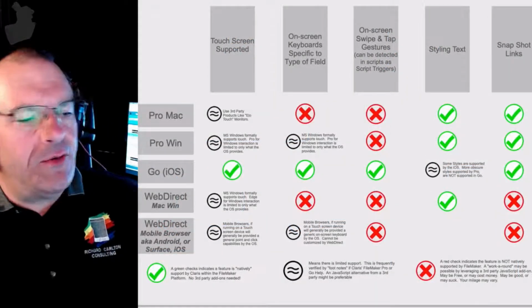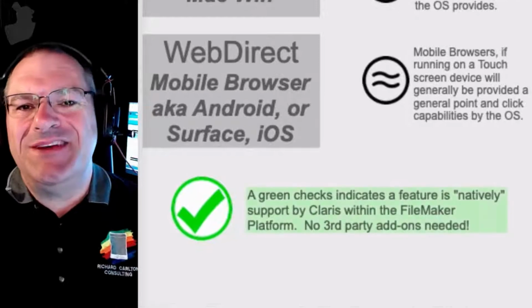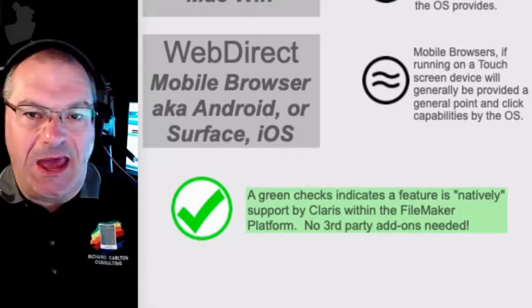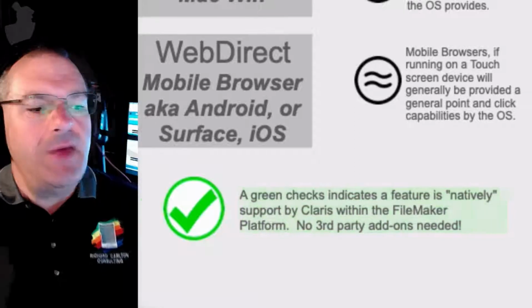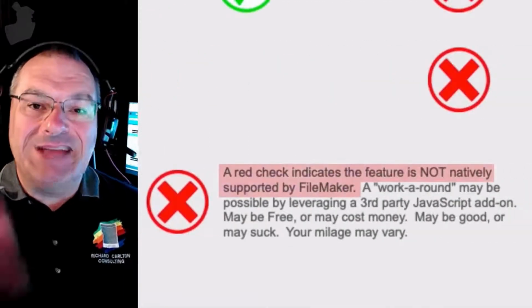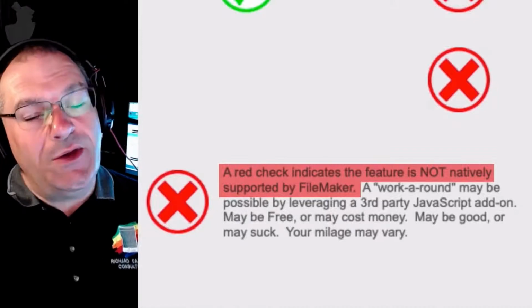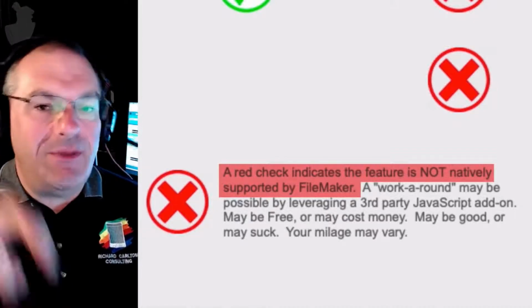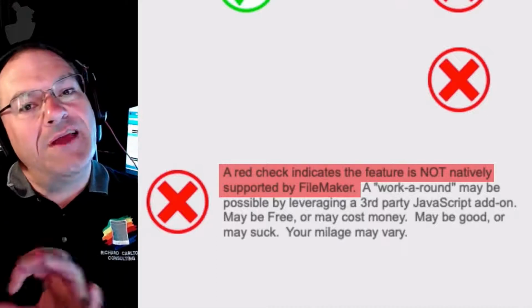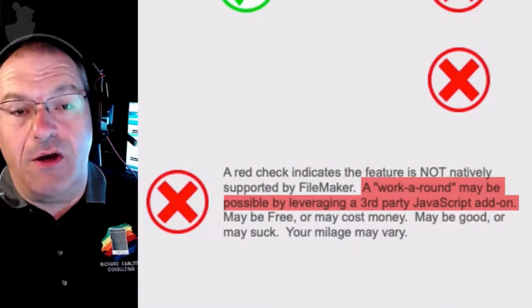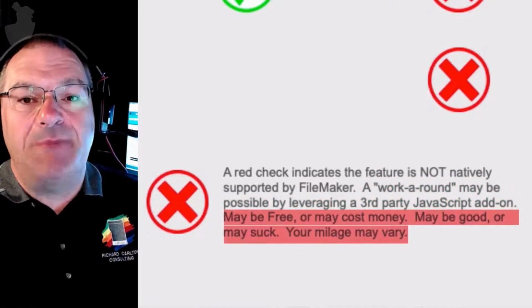So you can see right here, the green check means that that feature is natively supported in the FileMaker platform without any extra third-party add-ons, etc. And a red X obviously means that it's not natively supported in FileMaker. It doesn't mean that you can't do it. It just means that it's not natively part of the FileMaker platform. So you need some sort of third-party add-on to solve the problem, if it's solvable at all. And of course, that's on a case-by-case basis.